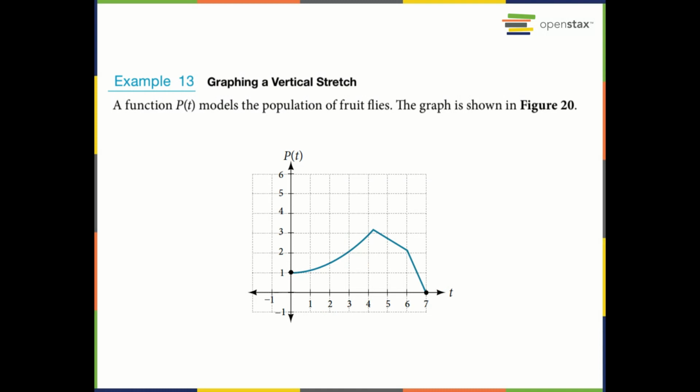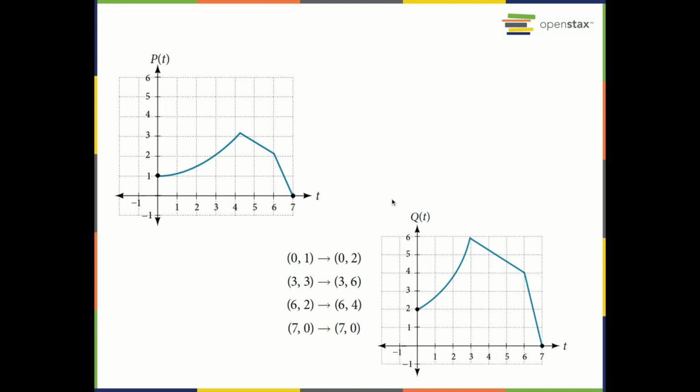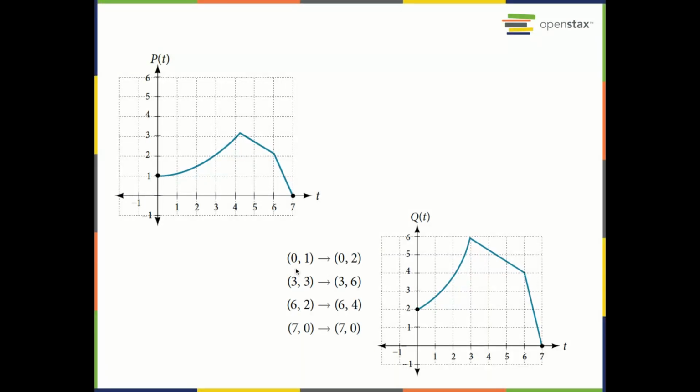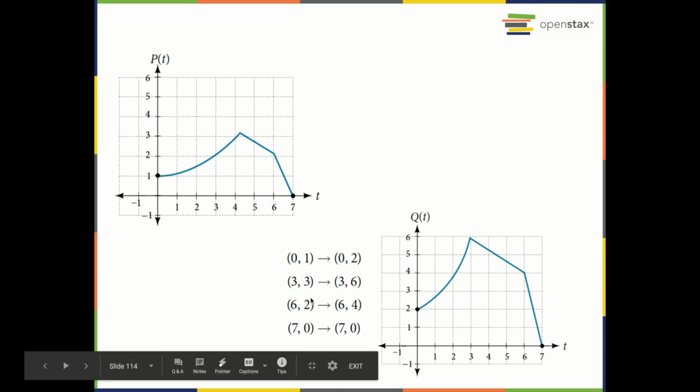Here we've got a function modeling a population of fruit flies. And maybe we want to vertically stretch this by 2. I have to say this is a graph from our textbook and they don't exactly match, so this isn't a great example. But this point (0, 1) goes up to (0, 2), right? The input stays the same, the output doubles. Here, this is a little bit off. This point isn't actually the same point on this graph. But if there was a point (3, 3), the input would stay the same and the output would double.